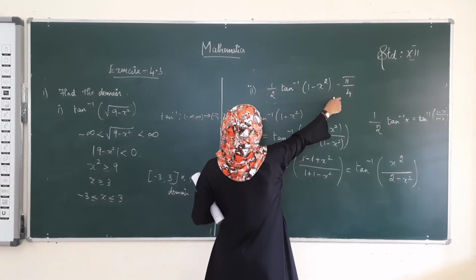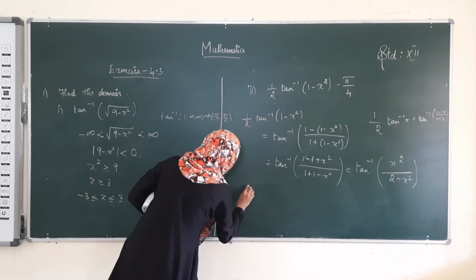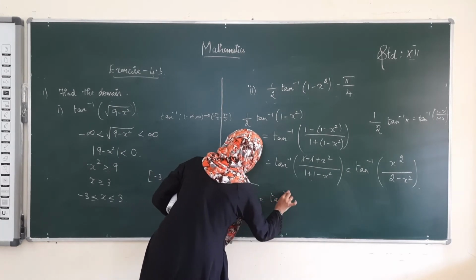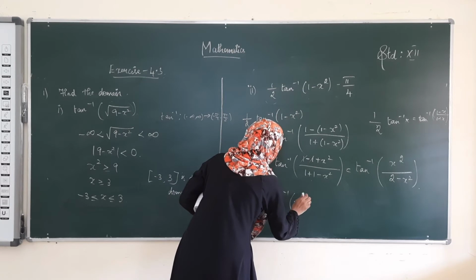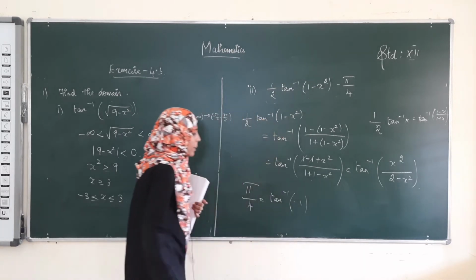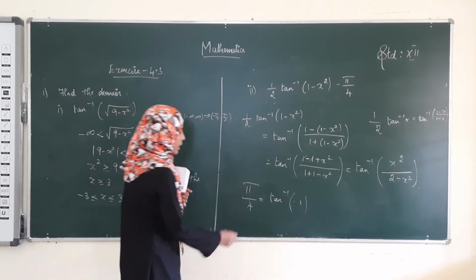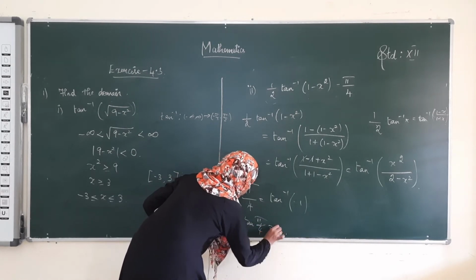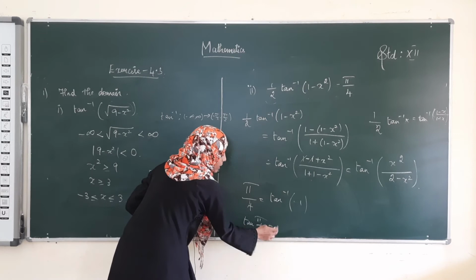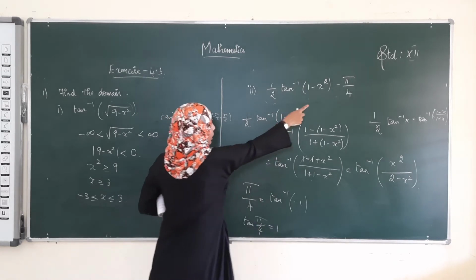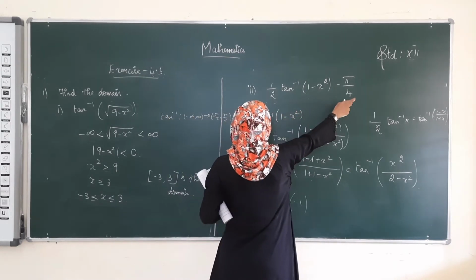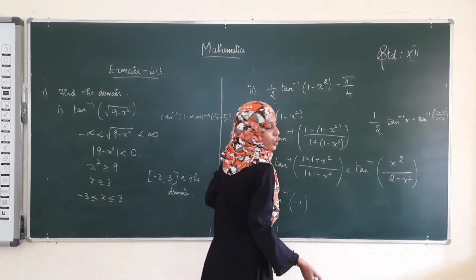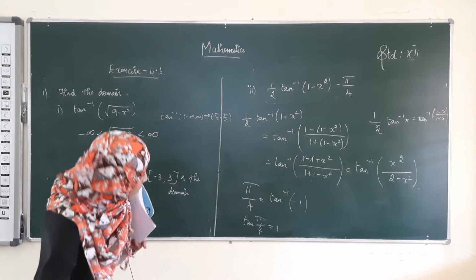See here we have minus pi by 4. Pi by 4 can be written as tan inverse of 1. Am I right? See here, we know that tan pi by 4's value is 1. Therefore, tan inverse of 1 is equal to pi by 4. So, here we can write minus tan inverse of 1, and instead of the first part we write tan inverse of x squared divided by 2 minus x squared.